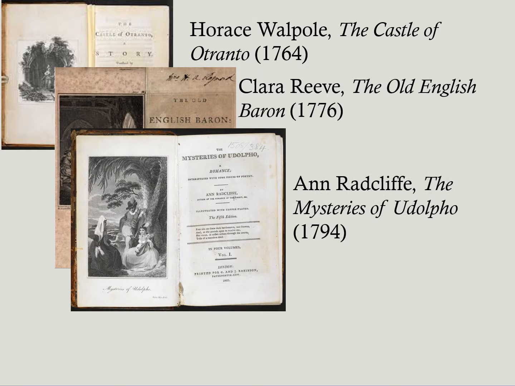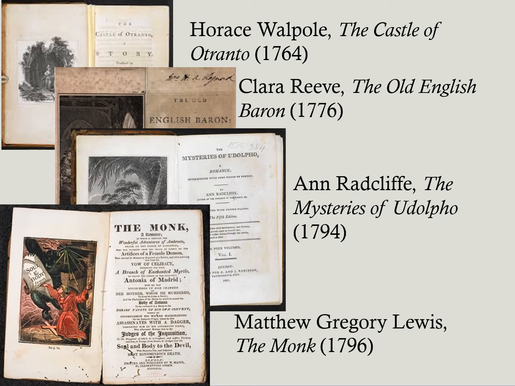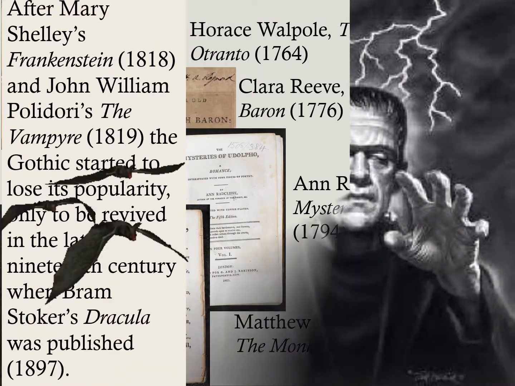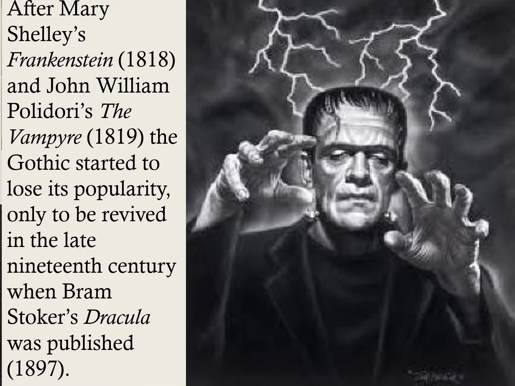And we had books like The Castle of Otranto, The Old English Baron, The Mysteries of Udolpho, The Monk. Notice several female writers there, Clara Reeve, Anne Radcliffe. So women were writing these novels as well. And Mary Shelley, Mary Shelley's Frankenstein. Remember, we saw Mary Shelley's mother, Mary Wollstonecraft, when we were talking about early feminism.